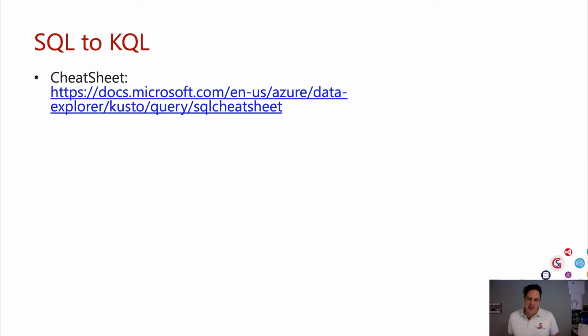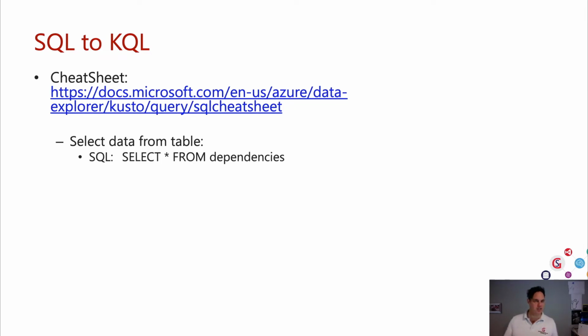So, I really wish I had known about this cheat sheet. I've been writing in KQL for probably about 2 or 3 years now, and it was a little bit of a learning curve for me because I had to think a little differently. But Microsoft have put out a cheat sheet, and it's awesome. Select star from dependencies: if I want to select all the data from my dependency table, this is how I'm going to write it in SQL. In KQL, we just write dependencies. That's basically going to give us the whole data in that table.